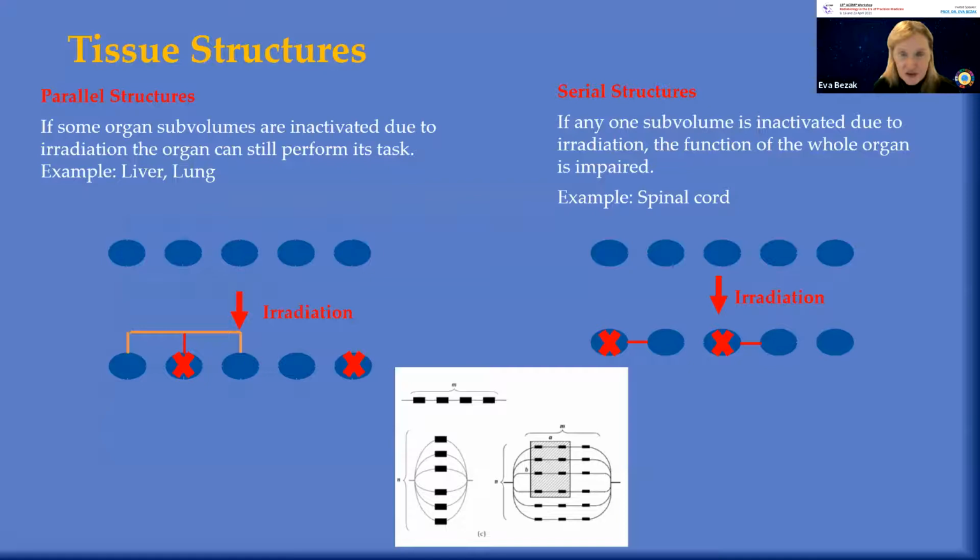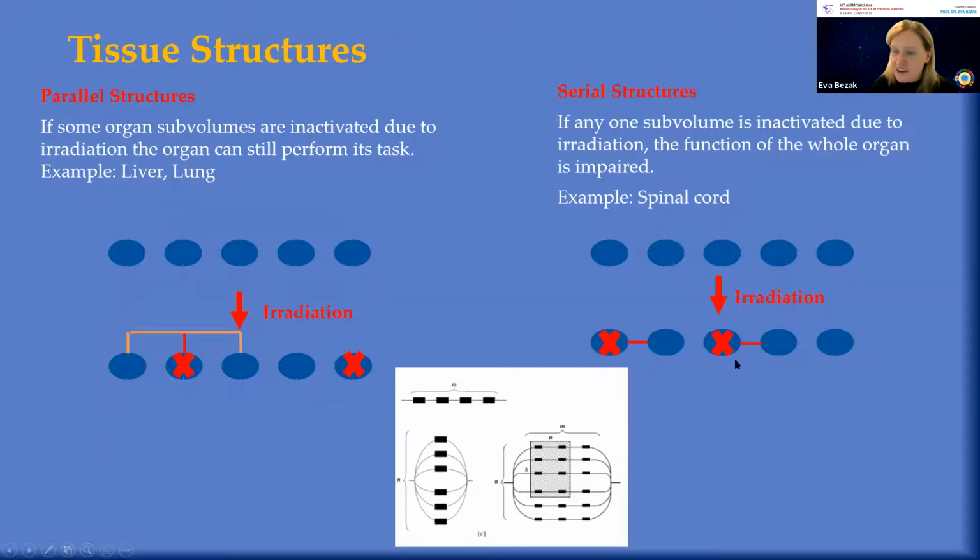Very briefly, maybe many of you are already familiar, we by large divide normal tissues into parallel structures and serial structures. This is once again a simplification, and some organs can be 50-50% of each. In parallel structures, if some organ subvolumes are inactivated due to irradiation, the organ can still perform its tasks. Examples are liver, lung, kidney. So even if I, after irradiation, knock off parts of the lung, the patient can still breathe. But in serial structures, if any one subvolume is inactivated due to irradiation, the function of the whole organ is impaired. An example is the spinal cord.